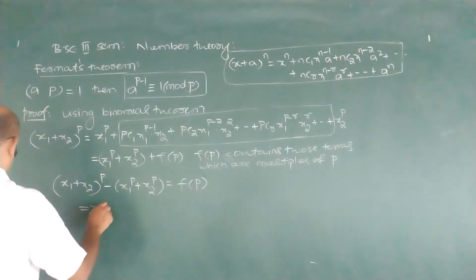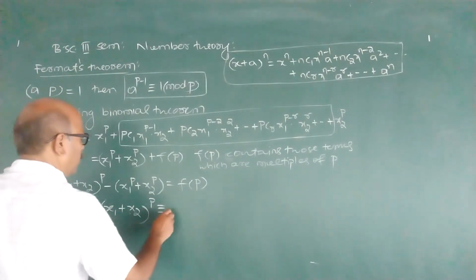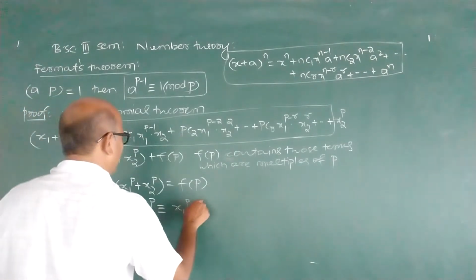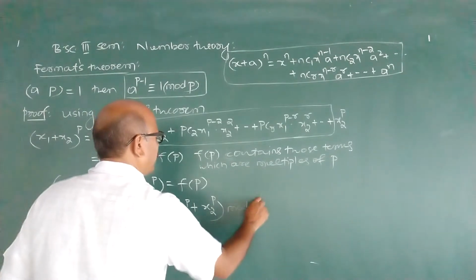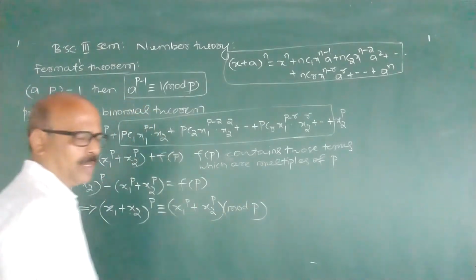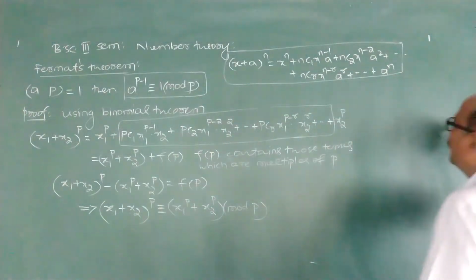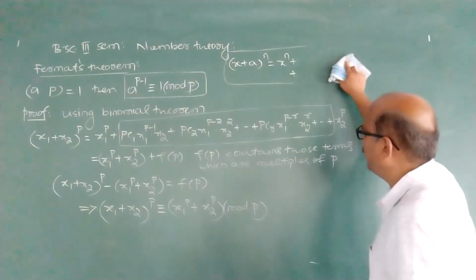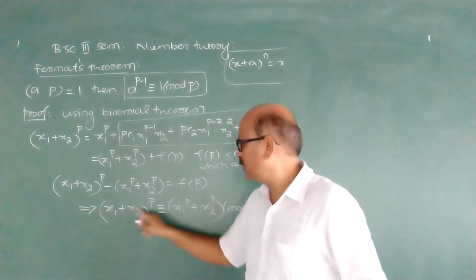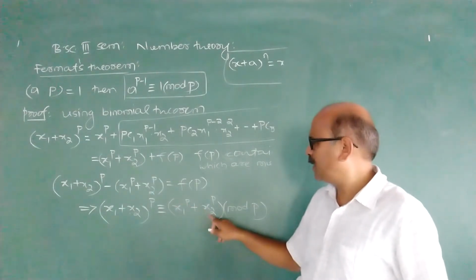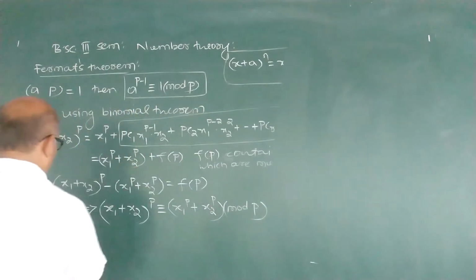This implies (x1 plus x2) whole raised to P is congruent to x1 raised to P plus x2 raised to P mod P. You have studied congruence modulo P. Using that, (x1 plus x2) whole raised to P is congruent to x1 raised to P plus x2 raised to P mod P. Important result it is. Now we can generalize this.